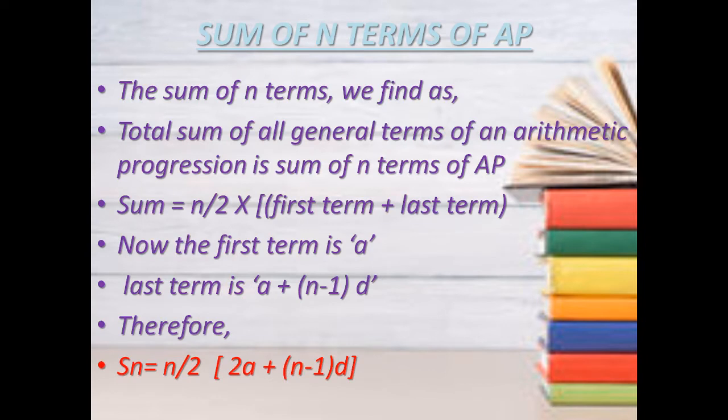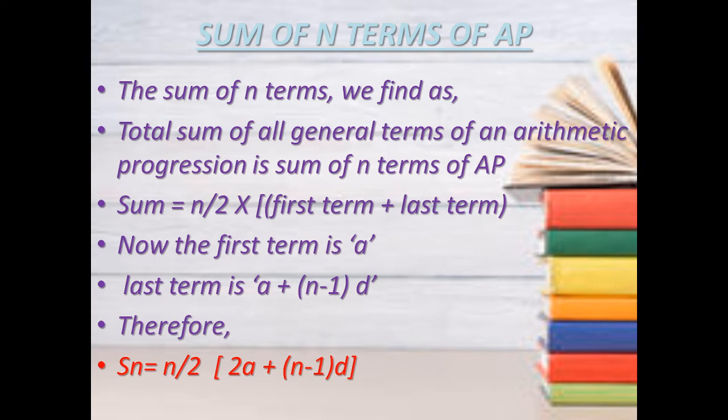Next, what is the sum of n terms of an AP? How to find the sum of n terms? The total sum of all the terms of an arithmetic progression is the sum of n terms of an AP. In simple words, if you take the general terms as a plus d, a plus 2d, a plus 3d, the sum of n terms is a plus d plus a plus 2d plus a plus 3d and so on. This is called the sum of n terms of an arithmetic progression.